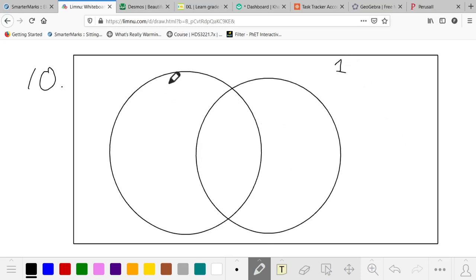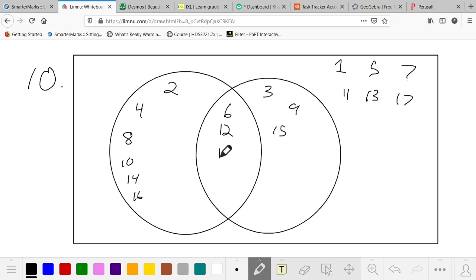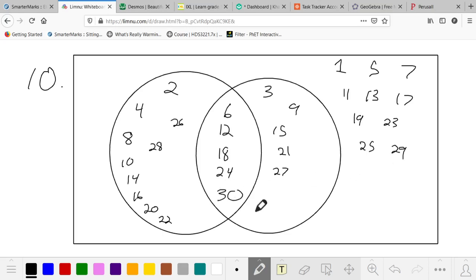So we're going to have 1, 2, 3, 4, 5, 6, 7, 8, 9, 10, 11, 12, 13, 14, 15, 16, 17, 18, 19, 20, 21, 22, 23, 24, 25, 26, 27, 28, 29, and 30.